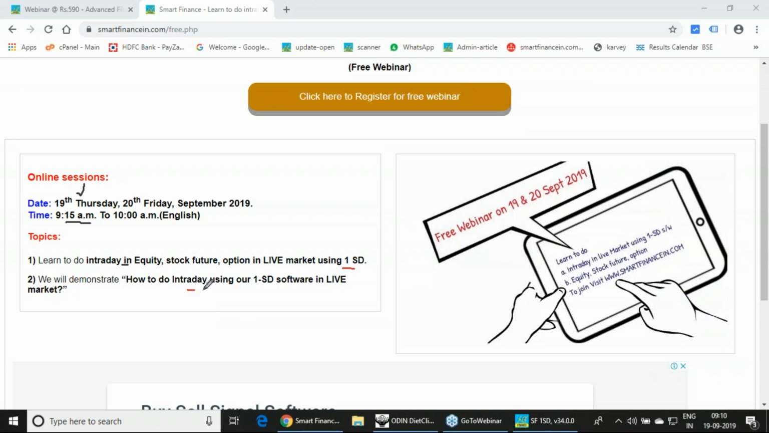This I will also be demonstrating with the help of the one standard deviation software that we have, and many of you are buyers of this software also. So a little bit about the features of the software I will tell you during the event. Today we will analyze some counters. Tomorrow we will see how far our calculations have come true.